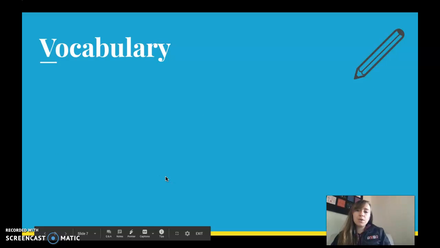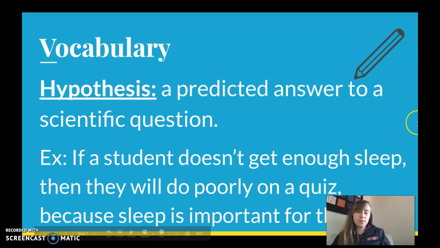Okay, so last vocab word to get down, because we're going to be working with this in class a little bit, is hypothesis. This is a predicted answer to a scientific question. So we're going to make some hypotheses in class and work a little bit more with the water cycle.